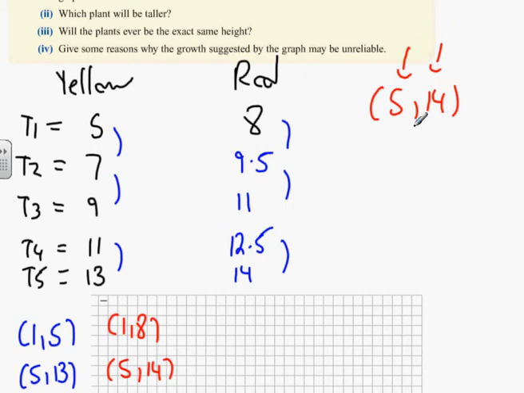5, 14 means that after your 5th term, it's 14 centimeters high. Yeah? But what do we say 5 means? That actually means after 4 weeks. Count down: 1 week it's 7, 2 weeks it's 9, 3 weeks it's 11. After the 4th week, it's 13, or this way, 14. So even though it says 5, 14, the 5 actually specifies after 4 weeks of growing, it's 14 centimeters high. Is that alright? Okay, after 4 weeks of growing.